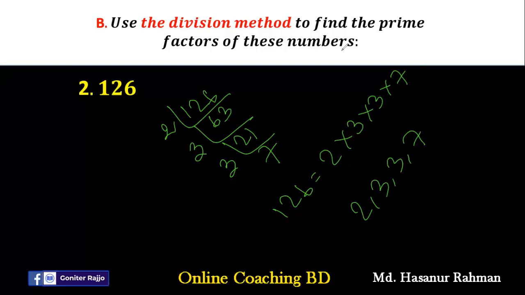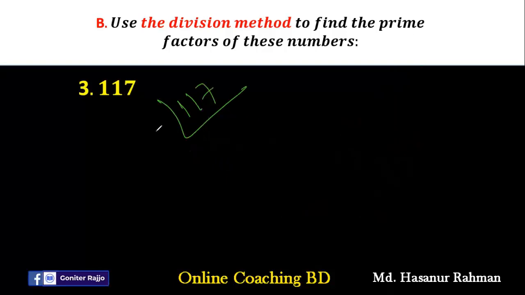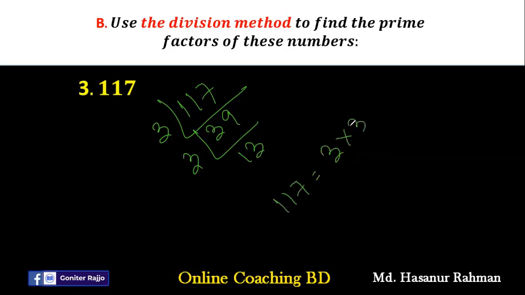Now number 3. Number 3 is 117. So 117 divided by 3, what will it be? 3 3s are 9, remainder 2, 27, 3 9s are 27. And we can divide 39 by 3, 3 13s are 39. So we can express 117 in this way, 3 multiplied by 3 multiplied by 13. And what will be the prime factors of 117? That will be 3, 3, 13.